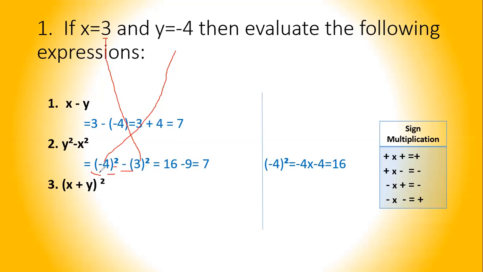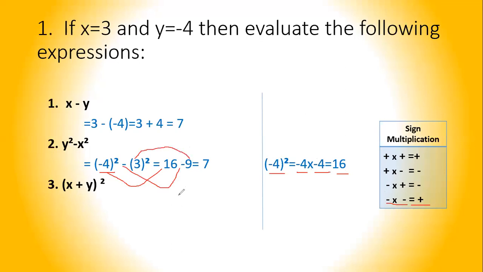Now, minus 4 square means minus 4 is multiplied 2 times. And we know that minus minus is plus. And 4 4s are 16. So I can write the answer of minus 4 square equals 16. And copy down the minus sign as it is. So 3 square means 3 is multiplied 2 times. 3 3s are 9. Clear? So 16 minus 9 gives you 7.